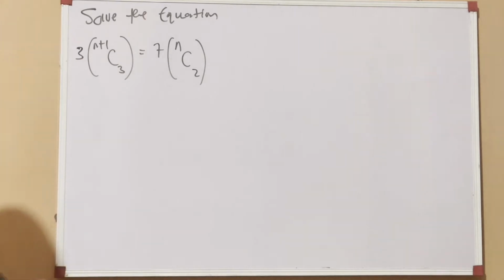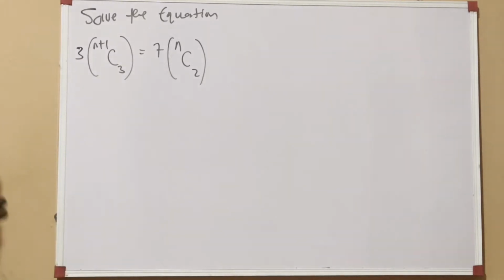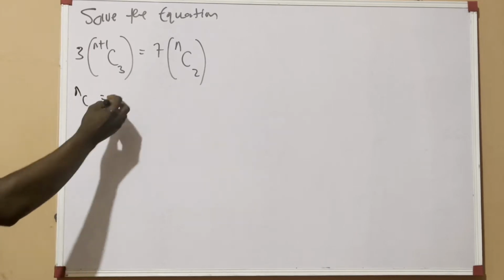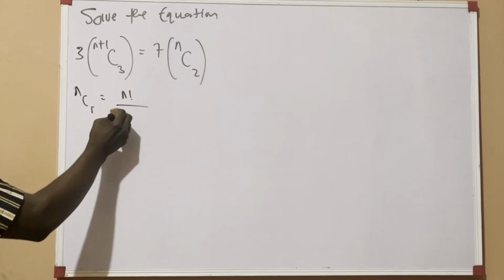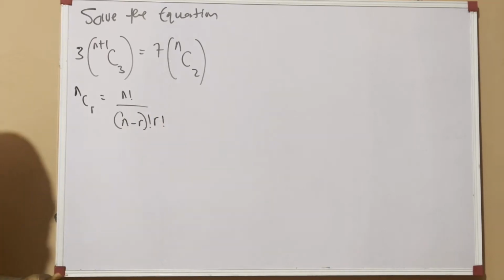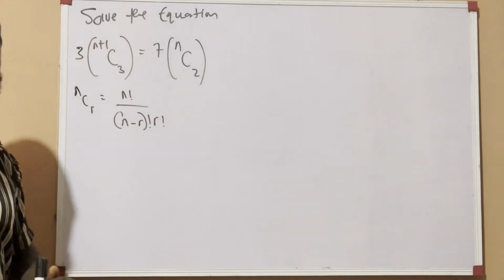Now, the first thing you need to know about solving problems on combination is the formula for combination itself. The combination formula, n combination r, is equal to n factorial over (n minus r) factorial times r factorial. This is the formula we are applying in solving this equation.